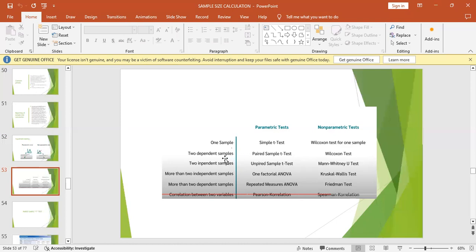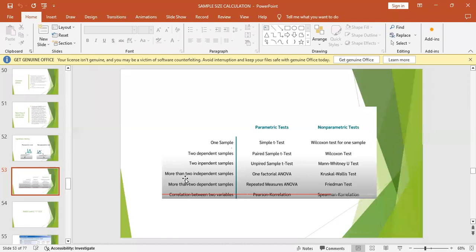And if there are dependent samples, it means that we are doing research on a sample in which we do research before and after, then there will be the paired sample t-test or the Wilcoxon test as the non-parametric test. And if there are two independent samples, let's say we did research on two different samples, then it is called independent samples. The parametric test will be the unpaired sample t-test, while its non-parametric counterpart will be the Mann-Whitney U test.